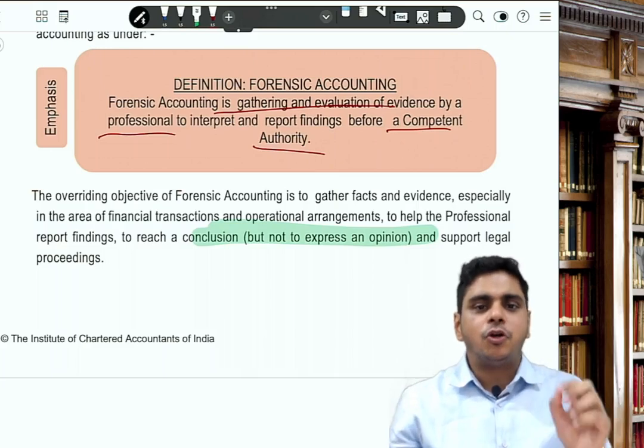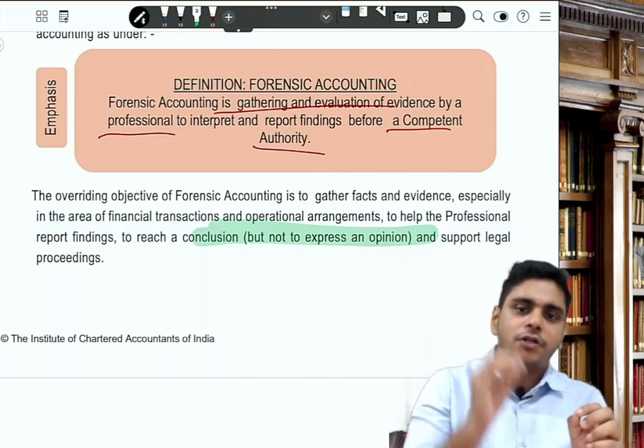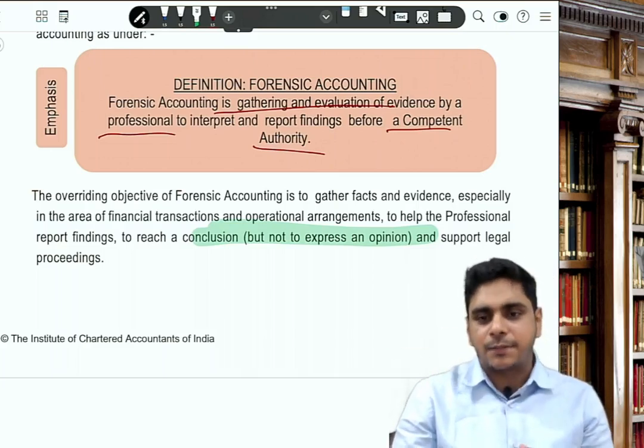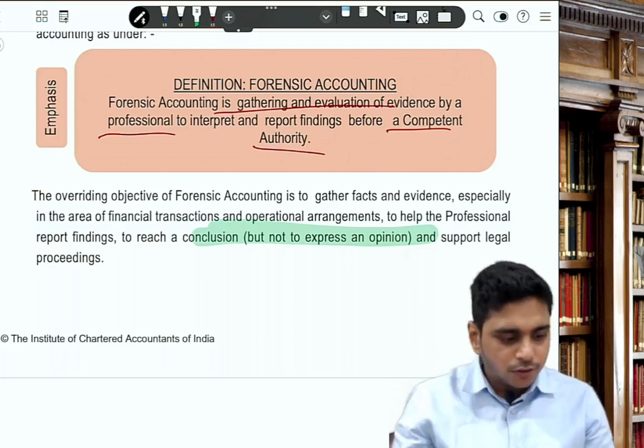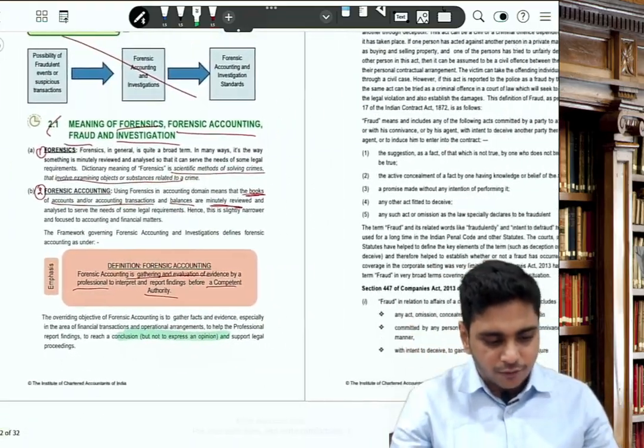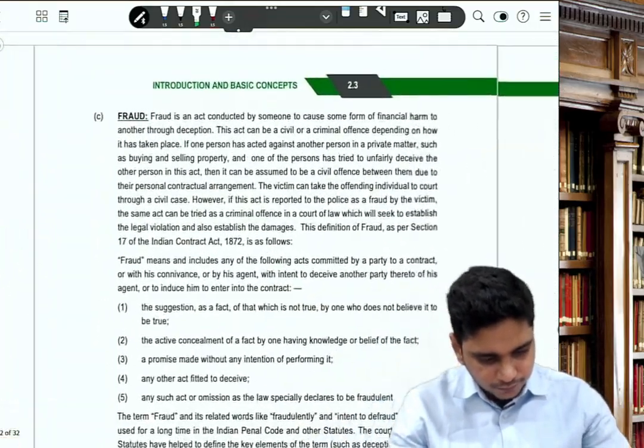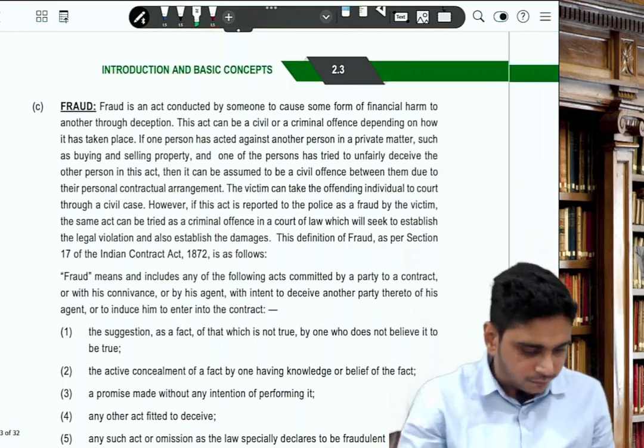So here we do not express an opinion because we are not the auditors. Opinion, guys, is expressed by the auditor. Understood? So this is still the second definition going on. Third.